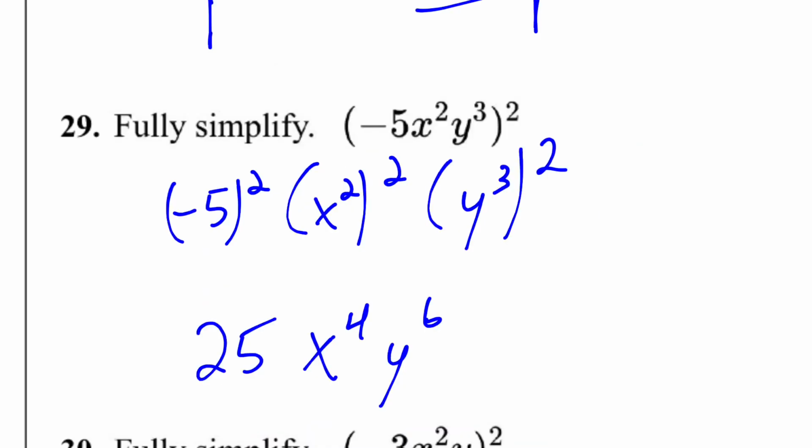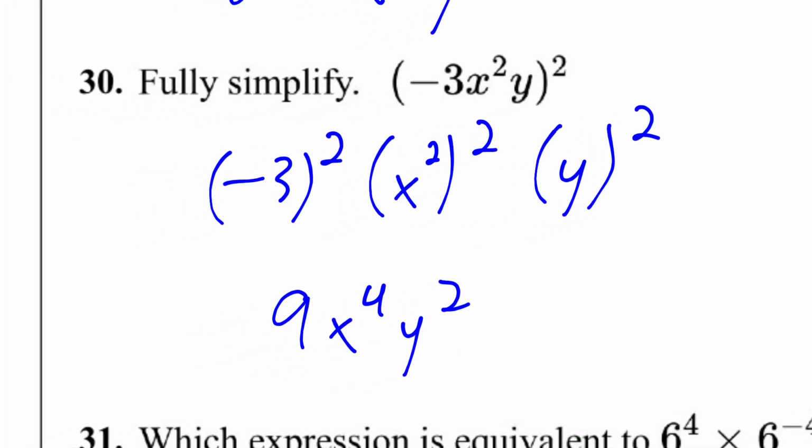For this one, it's almost like we distribute the exponent to each of the terms separately. So I kept them inside parentheses, negative 5, x squared, and y to the third, and I squared each of them. Be careful with this one. The negatives actually cancel out, and I get positive 25. 2 times 2 is 4. 3 times 2 is 6.